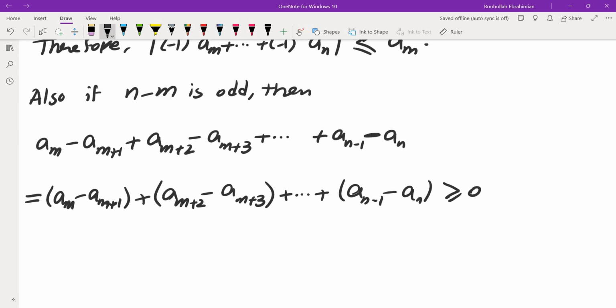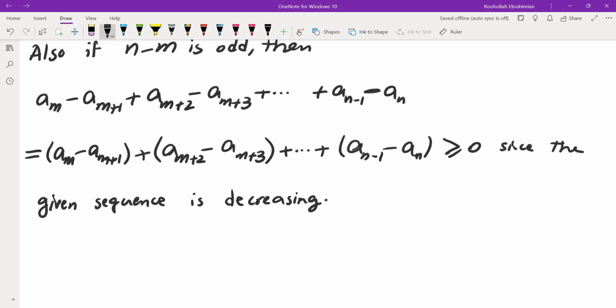This is going to be greater than or equal to 0, again, since the given sequence is decreasing. So the sequence is decreasing. Therefore, since the sequence is decreasing, the pairs that I have are all greater than or equal to 0. Each one of these pairs, each one of these differences, is greater than or equal to 0, which means the whole thing is greater than or equal to 0.